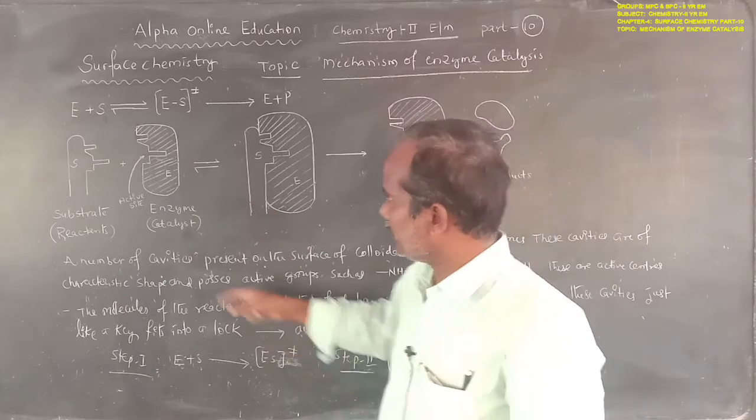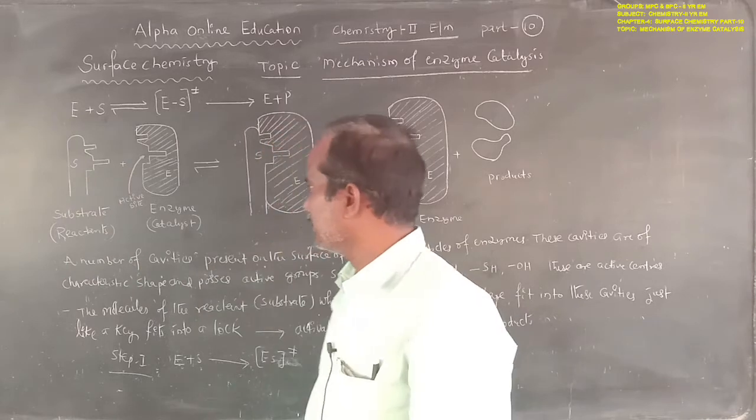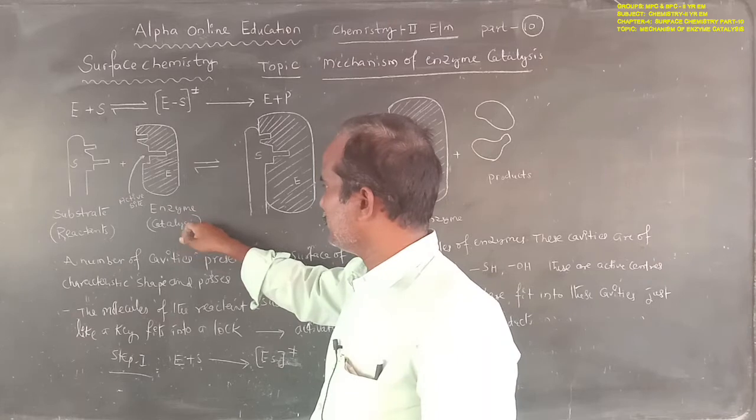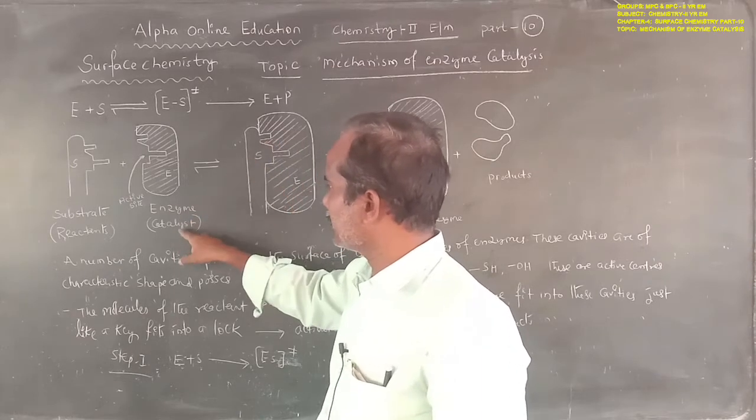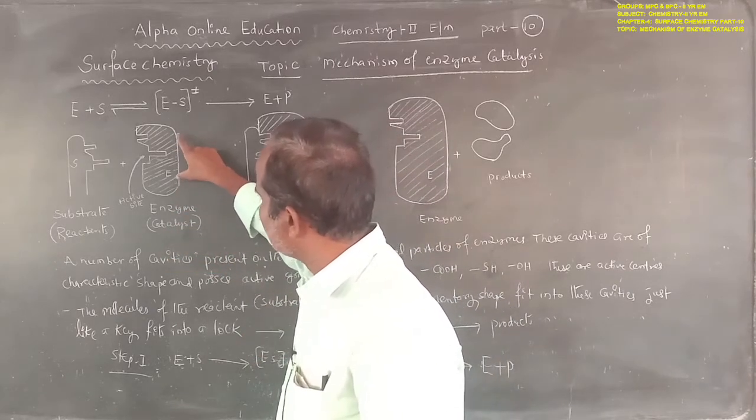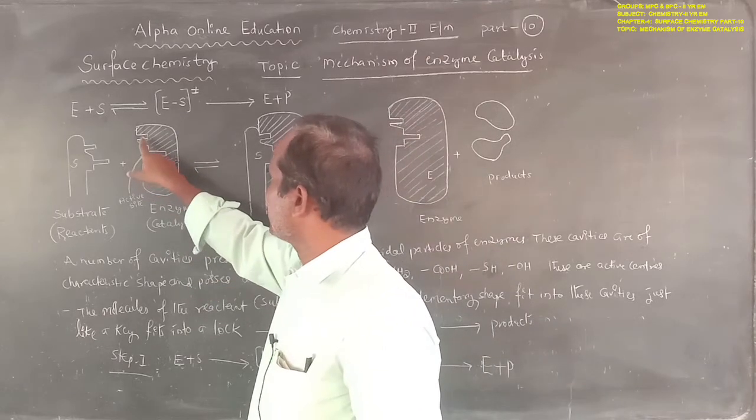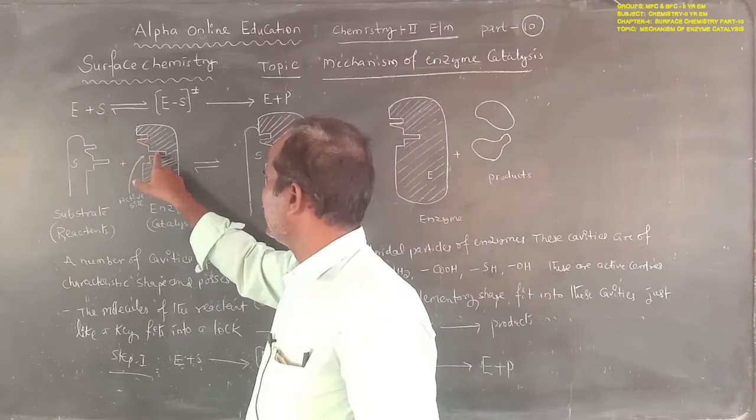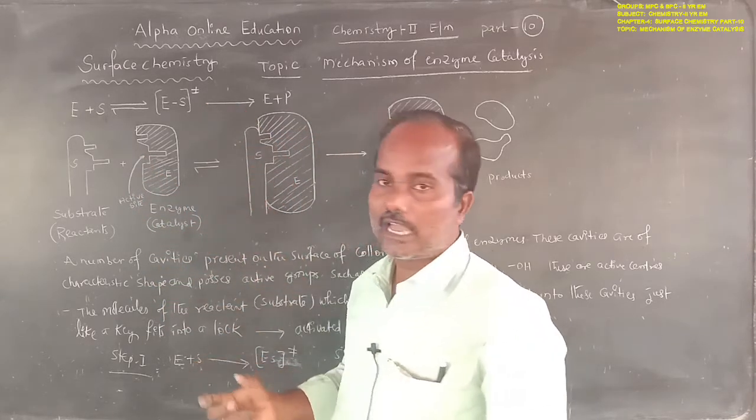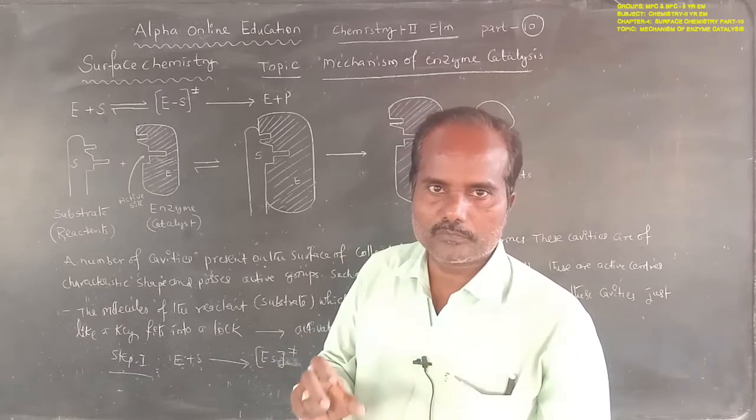This is the substrate, nothing but the reactant. This reactant interacts with the enzyme. What is an enzyme? In an enzyme catalyzed reaction, the enzyme acts as a catalyst. This enzyme has a number of cavities. Here is a cavity, here is a cavity, here is a cavity. So the enzyme has a number of cavities on its surface.